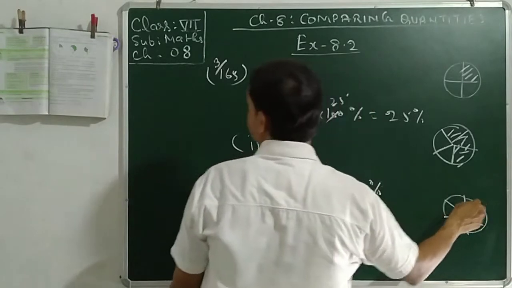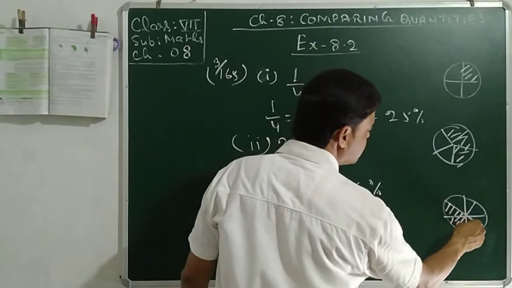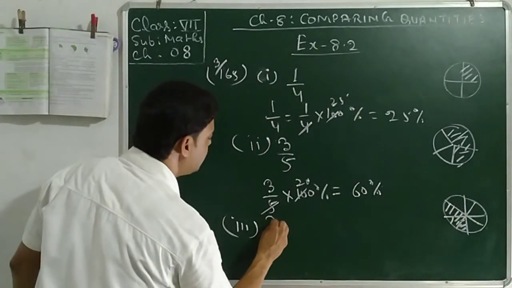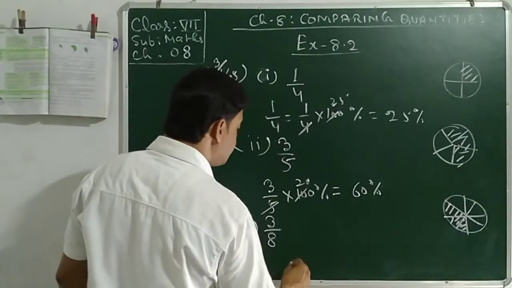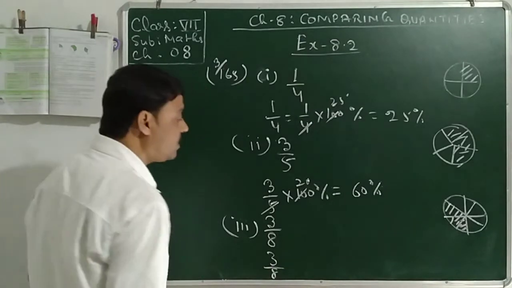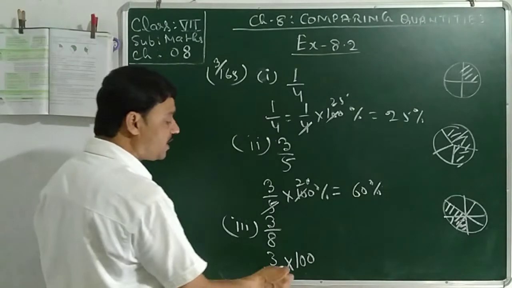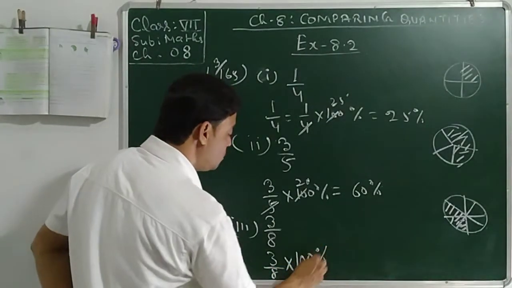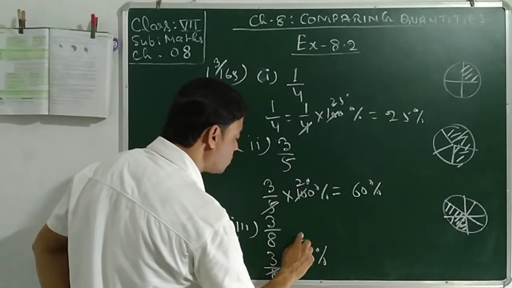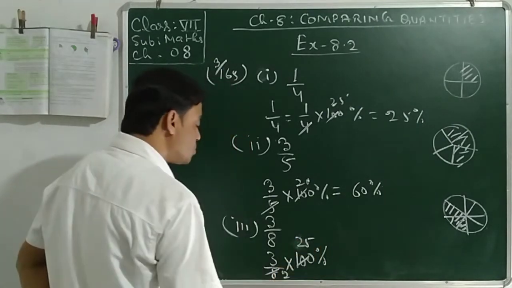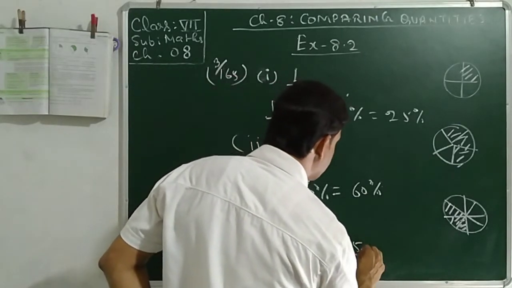Out of 8 parts, we can see that only 3 parts are shaded. So we can write the fraction 3 by 8, and to convert it to a percentage, we will multiply 3 by 8 into 100%. You will get 4 2s are 8 and 4 25s are 100. So 25 into 3, that is 75 by 2%.